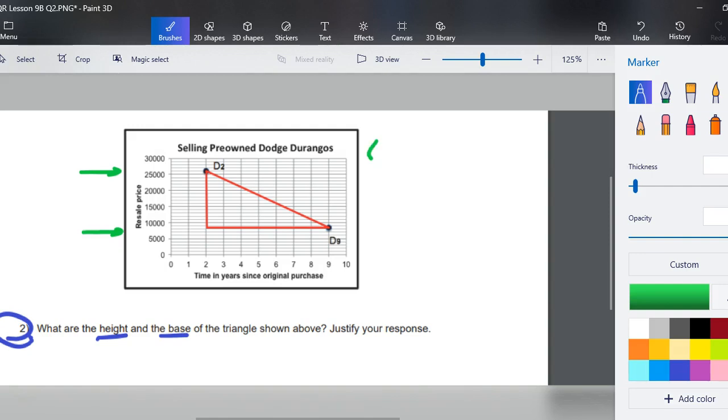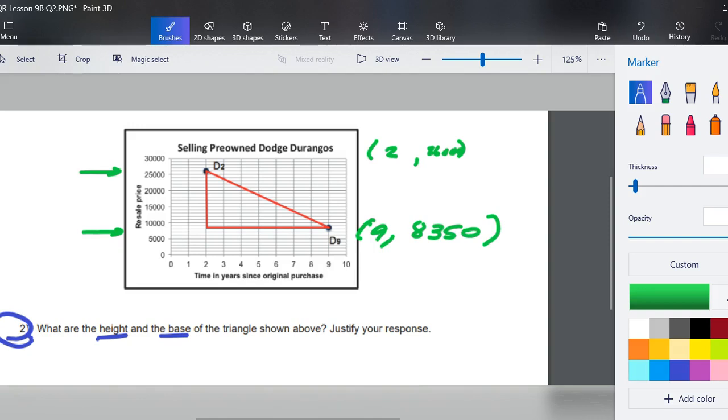One thing about the points that we looked at earlier is one point is at 2 years and $26,000. And let me go back to that page. The other point is down here at 9 years, and its value is $8,350.